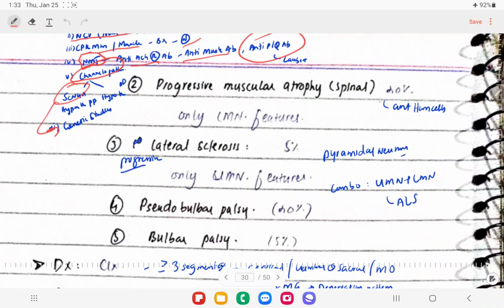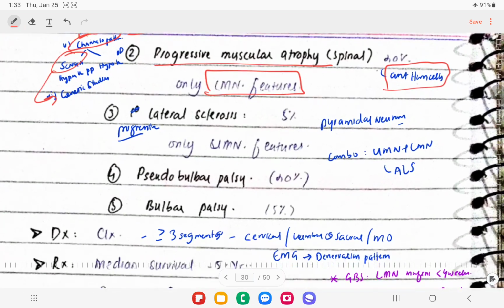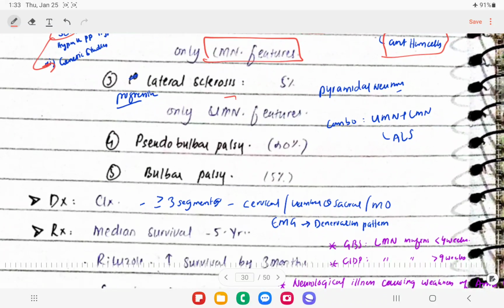If we talk about some other diseases, there is another variant of this. If only anterior horn cells are involved, we'll have progressive muscular atrophy, right? Only lower motor neuron features are found in these patients, right? So these are other variants of motor neuron disease. The first one has both upper and lower motor neuron features, that is ALS, right? If there are only lower motor neuron features, that is called progressive muscular atrophy, right? If we see only upper motor neuron features, this is called progressive lateral sclerosis, right?